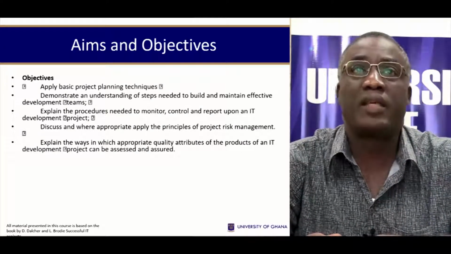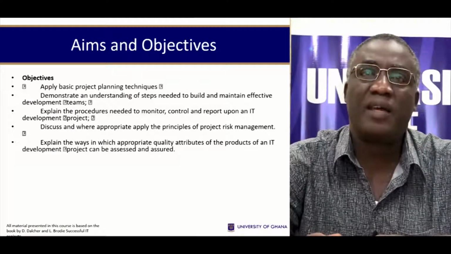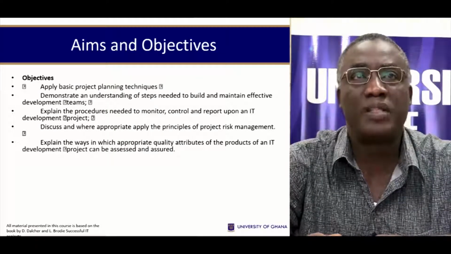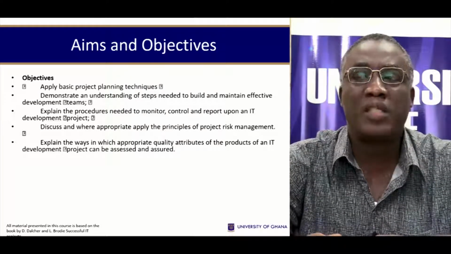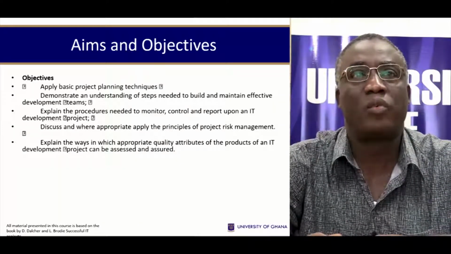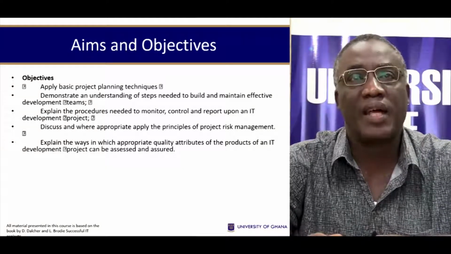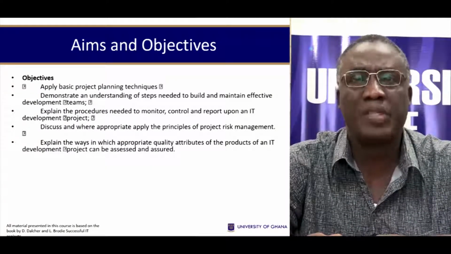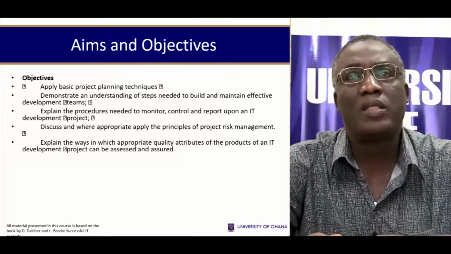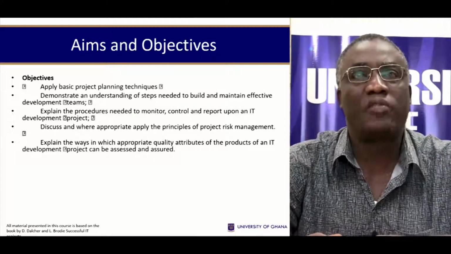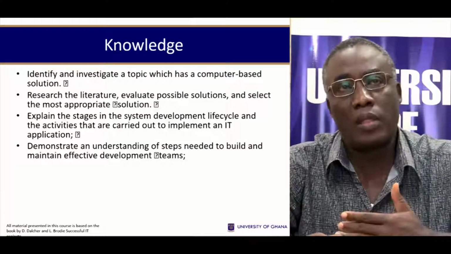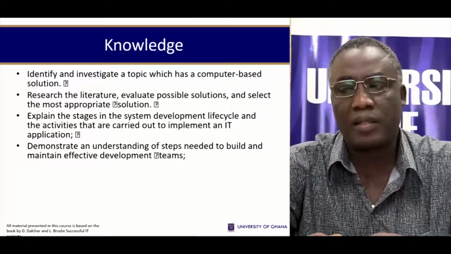So, what are some of the other objectives? Apply basic project planning techniques, demonstrate an understanding of steps needed to build and maintain effective development teams, explain the procedures needed to monitor, control, and report upon an IT development project, discuss and, where appropriate, apply the principles of project risk management. Explain the ways in which appropriate quality attributes of the products of an IT development project can be assessed and assured. So, there are a number of learning outcomes that we need to meet.